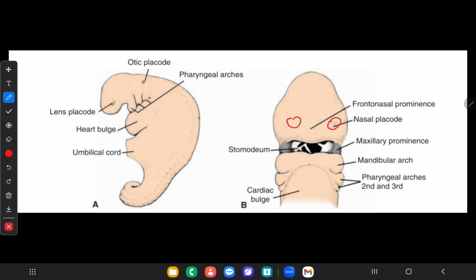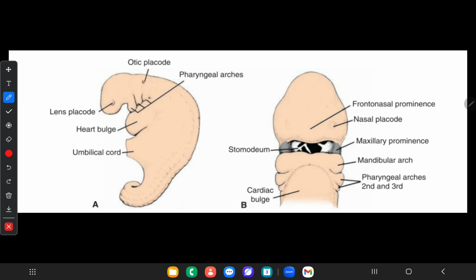Here you can see the whitish colored area is the stomodeum. Stomodeum means a depression which later forms the mouth and the oral cavity. On either side of the stomodeum you can see the maxillary prominences, and caudal to this stomodeum you can see the mandibular arch. Then you can see the pharyngeal arches, second and third pharyngeal arches here, and here the bulging for the heart. Those are the important parts.